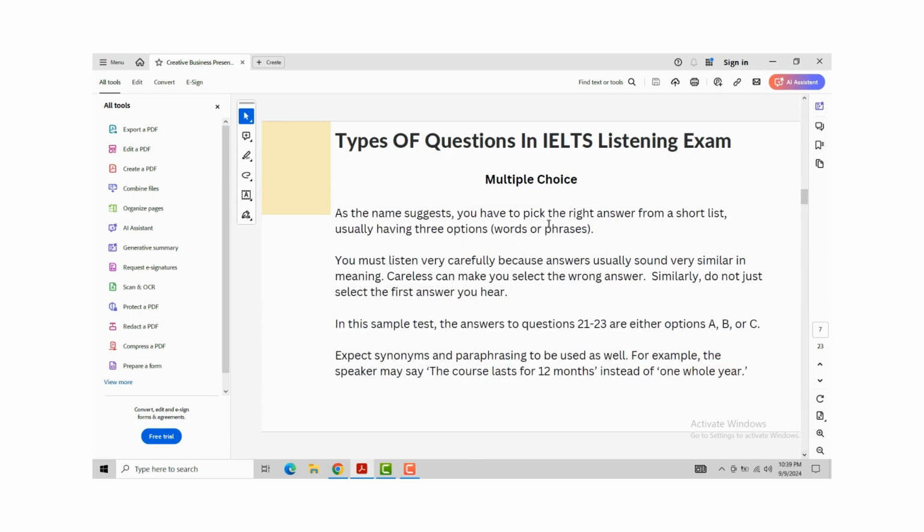The third type of question is multiple choice. It is, I think, the most common or the most famous type of question you would find anywhere, not only in the IELTS exam but in other exams as well. As the name suggests, you have to pick the right answer from a short list, usually having three options, and you have to find the correct answer.